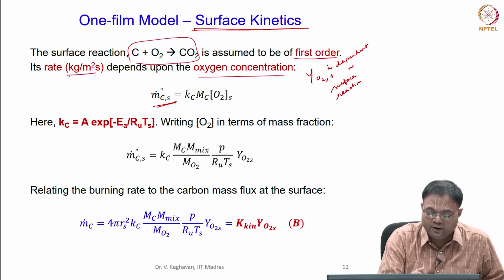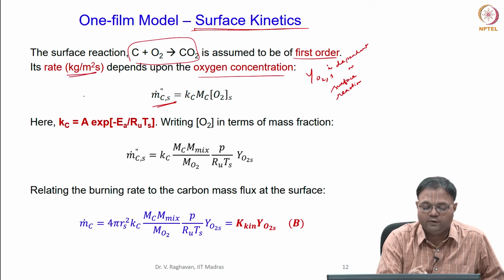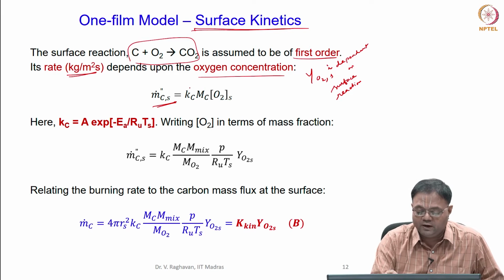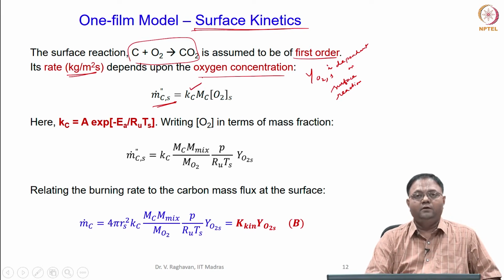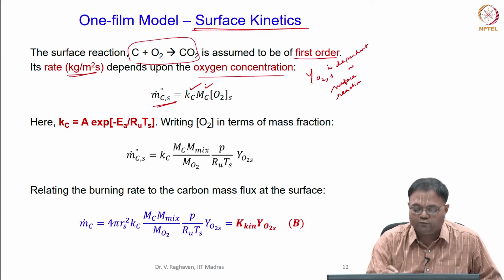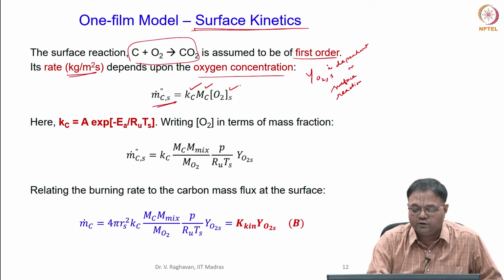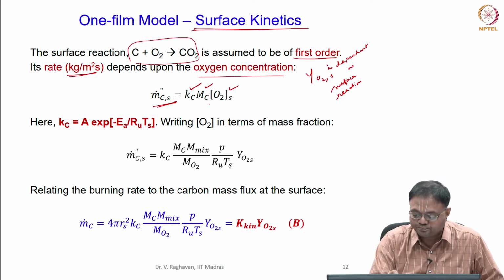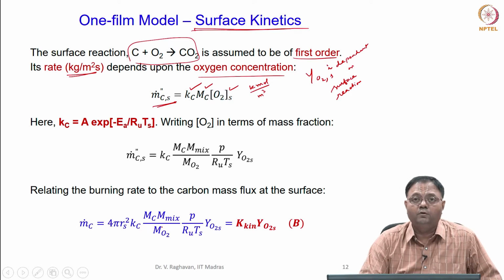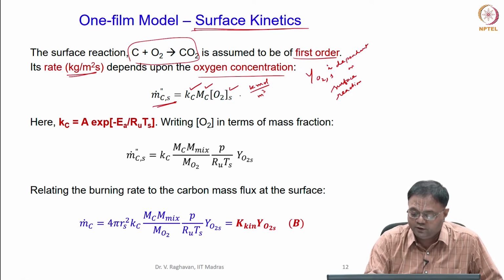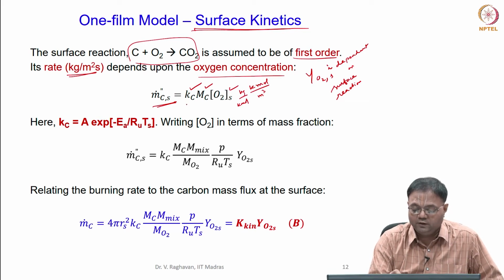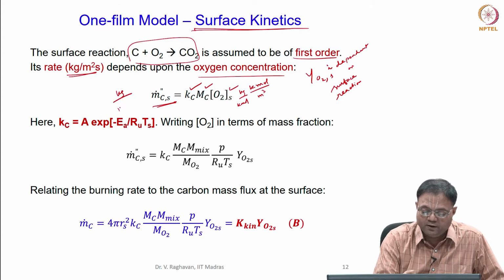This is kg per meter square second, the mass flow rate of the carbon. That will be written as some rate constant Kc, into the molecular weight of carbon, into the concentration of oxygen at the surface. So now this is kilomole per meter cube. Molecular weight is kg per kilomole, and this left hand side is kg per meter square second.